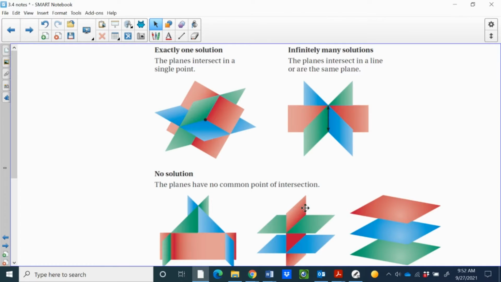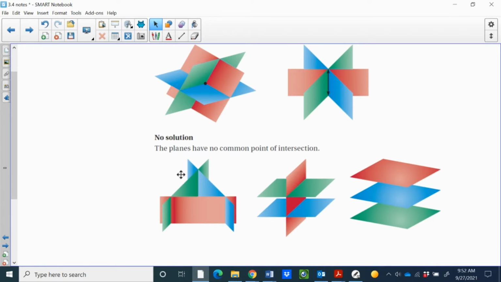However, this is straight out of our textbook. Here are the types of solutions that we would be getting, and we're going to be doing this algebraically, but here's the visual that goes along with each one. Sometimes three planes really do intersect at a single point, like what this is showing right here. Sometimes they intersect along a single line, in which case we would say that it has infinitely many solutions. And sometimes there is no solution.